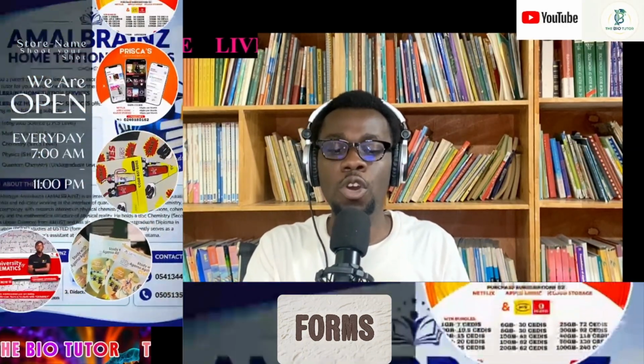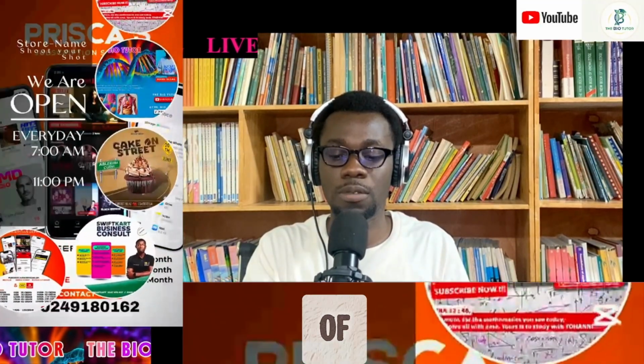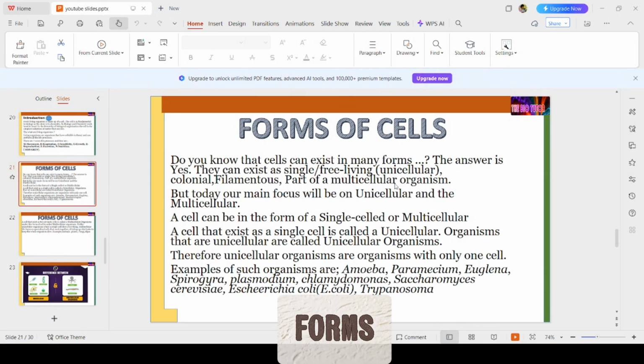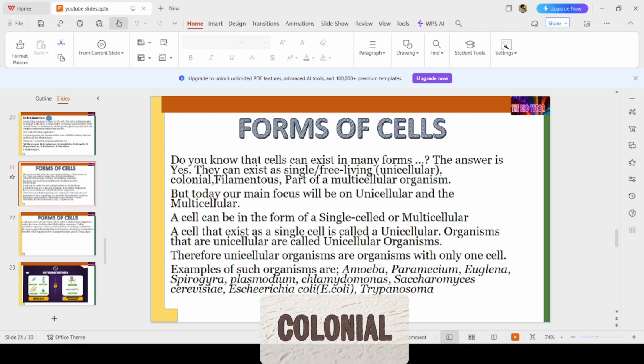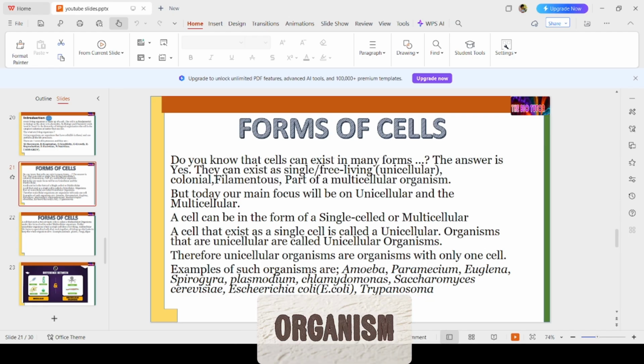Let's look at forms of cell. Now, cell can exist in so many forms. Cell can exist as single or free living, which we normally say unicellular. Cell can exist as colonial or colony. Cell can exist as filamentous. Cell can exist as part of a multicellular organism.